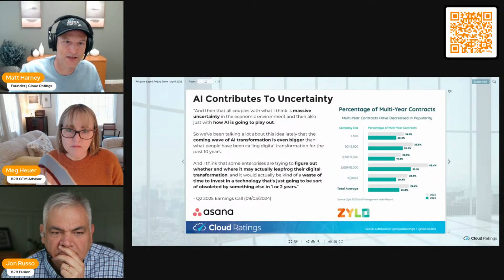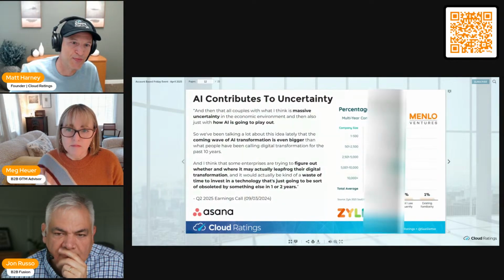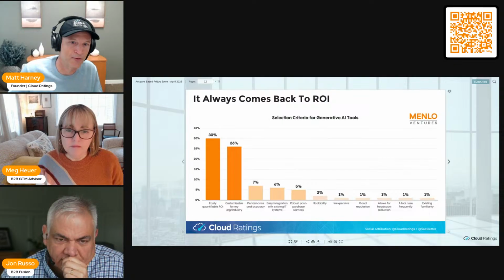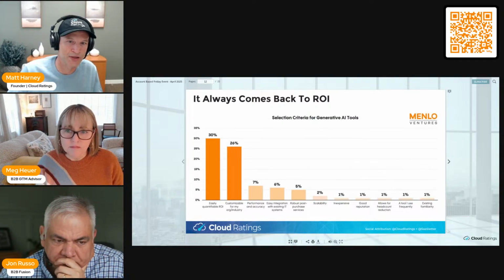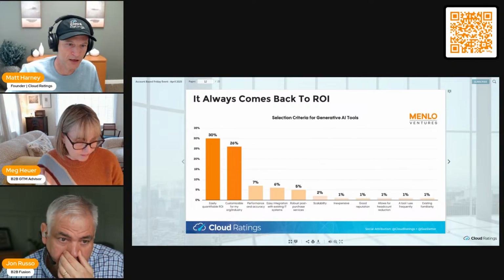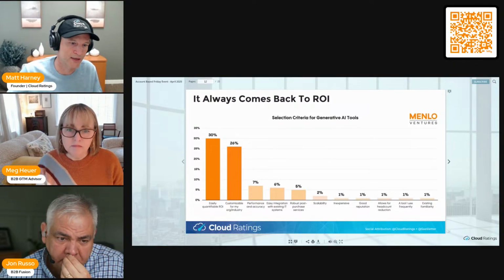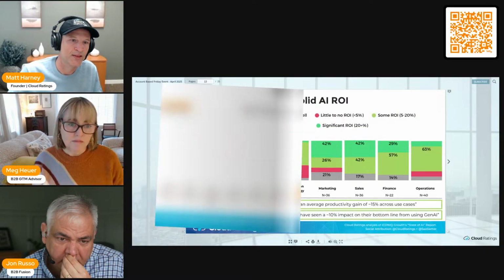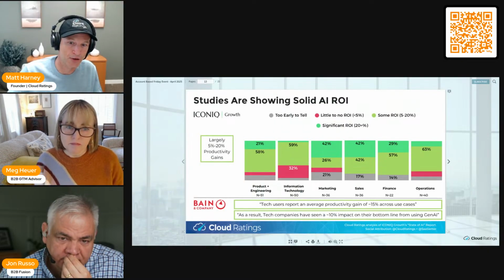We covered this uncertainty, and as a fundamental view and how I look at things, it always comes back to ROI. Menlo Ventures had a great study of 300 enterprise buyers. Number one criteria is easily quantifiable ROI. The good news is the ROI studies are coming in positive.